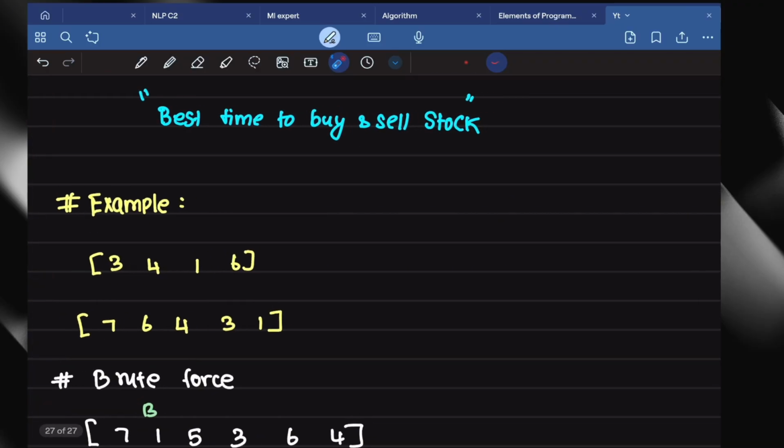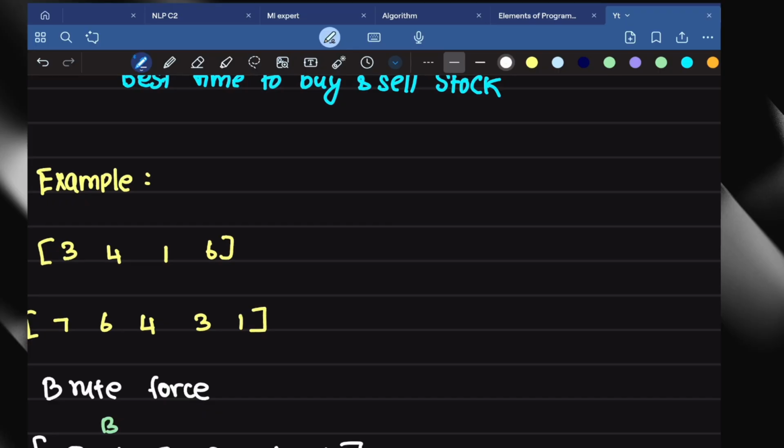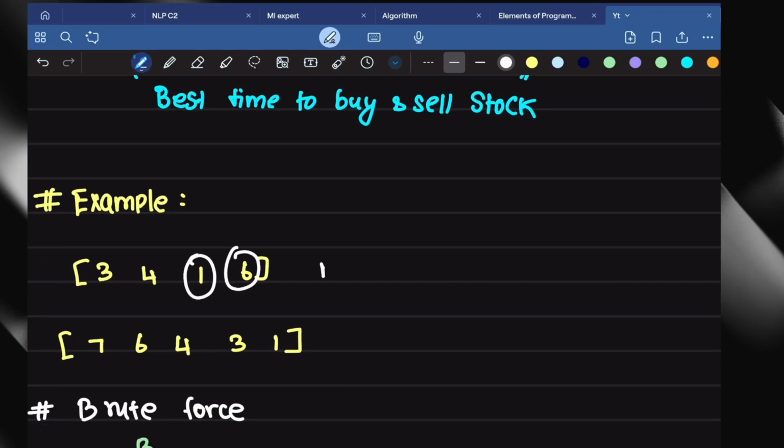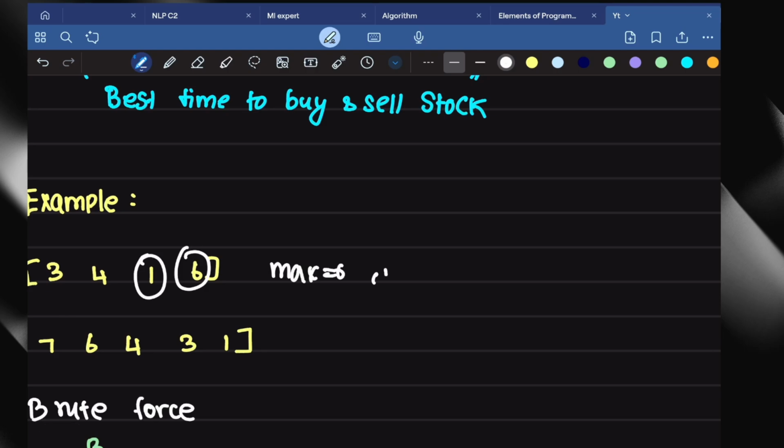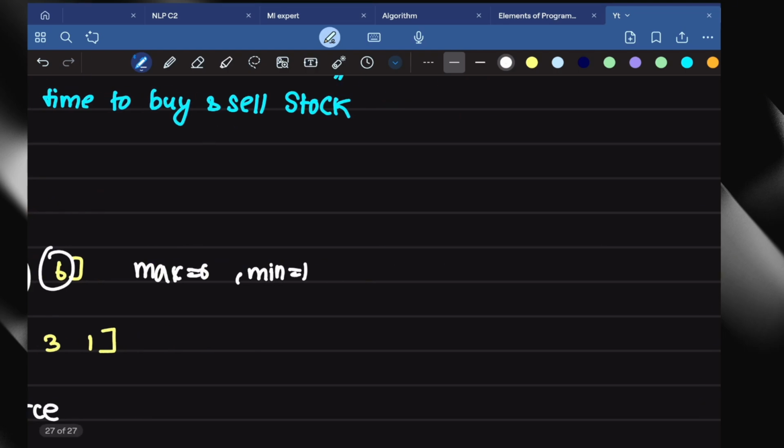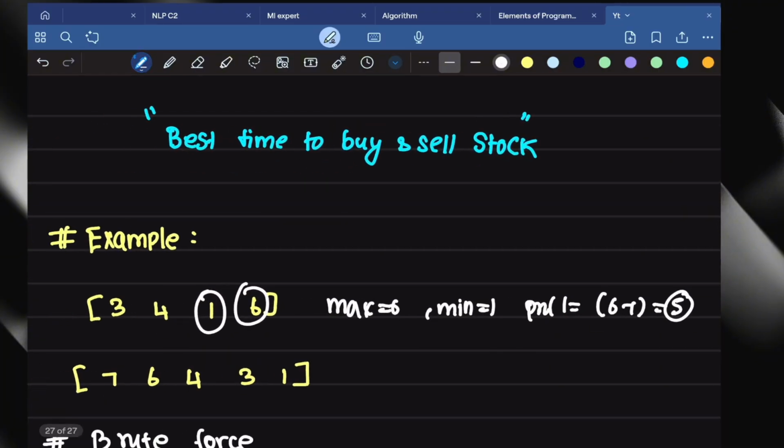Some people might get an idea. What most people will say is you can get the minimum and maximum number from this array and subtract them to get the profit. Yeah, that sounds right. For example, if you apply this logic here, the maximum is 6 and the minimum is 1, so the profit is 6 minus 1, which is 5. Yeah, obviously it's correct for this particular scenario.